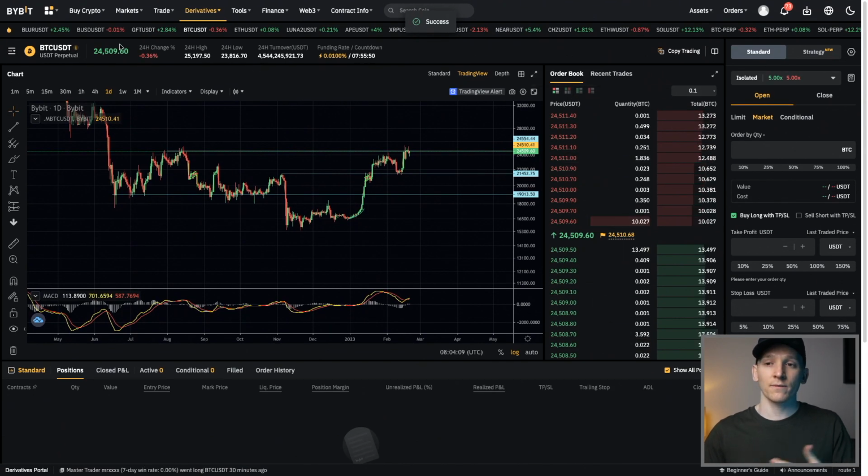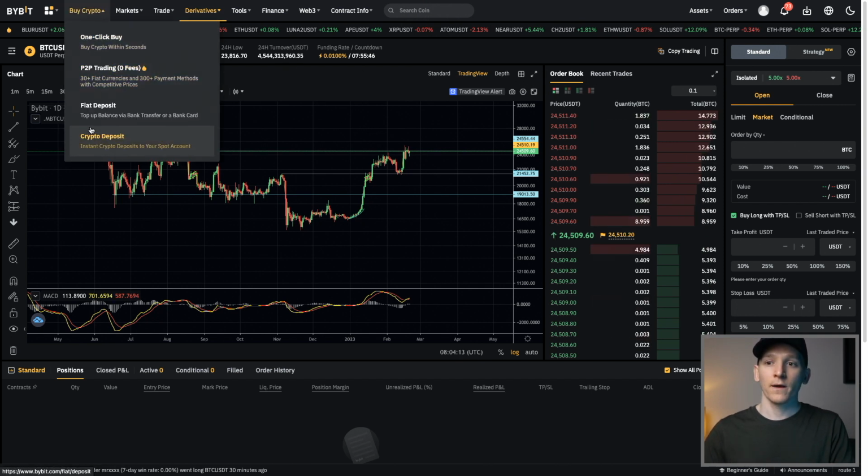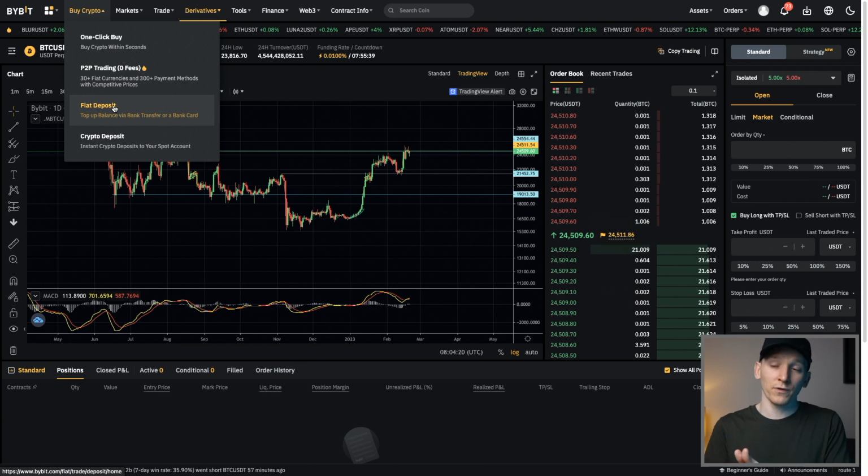If you want to know how to get some fiat currencies on and actually get crypto onto the platform first, come up to buy crypto, and then you can make a fiat deposit here. You can also deposit cryptocurrency from another exchange. Again, I'll leave that for the beginner's guide video.